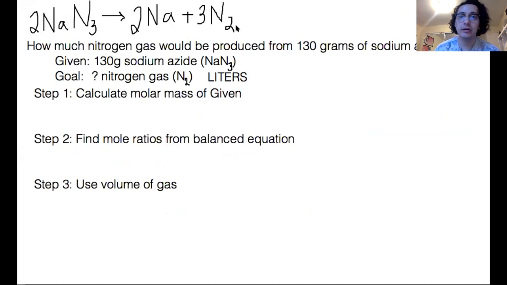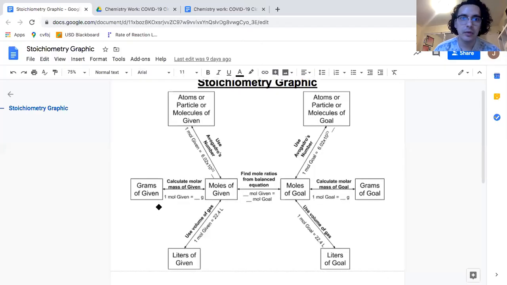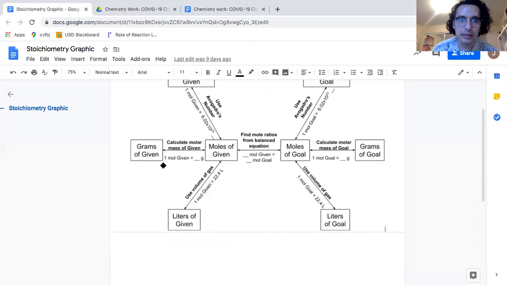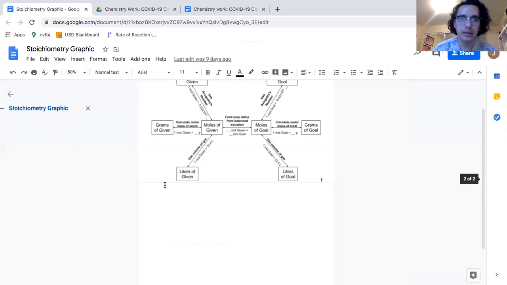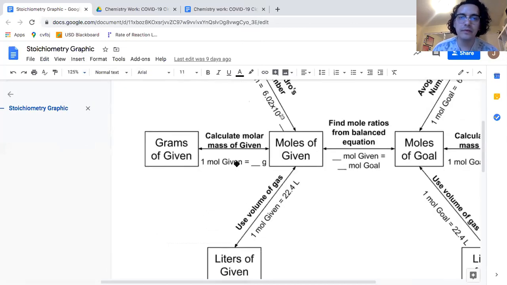Now let's figure out what we need to do. So for step 1, calculate molar mass of given. What this means, let's take a look. We need to get something that looks like 1 mole given equals a certain amount of grams. So again, a mole is just a quantity.